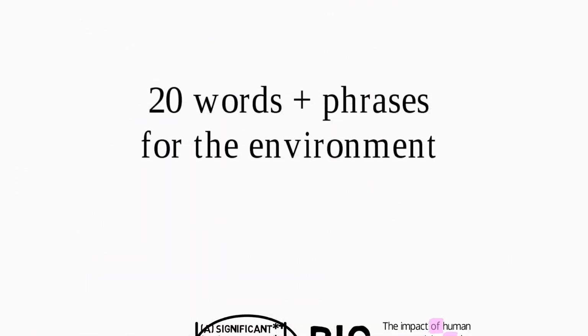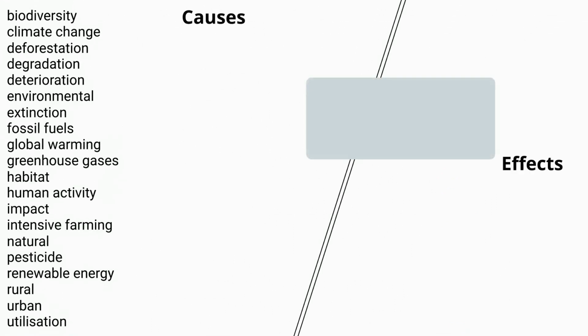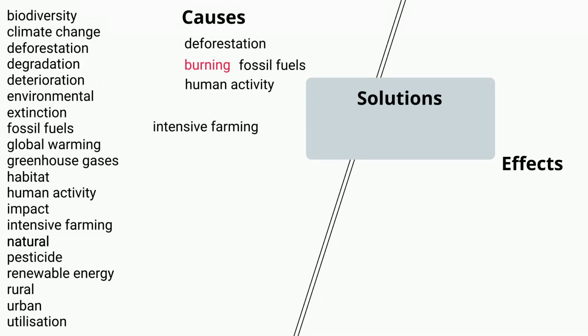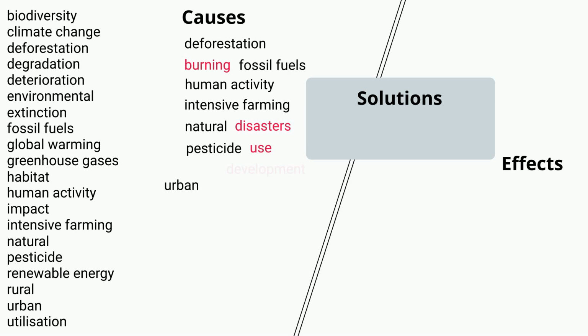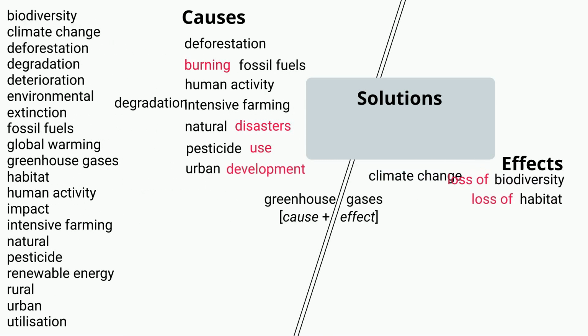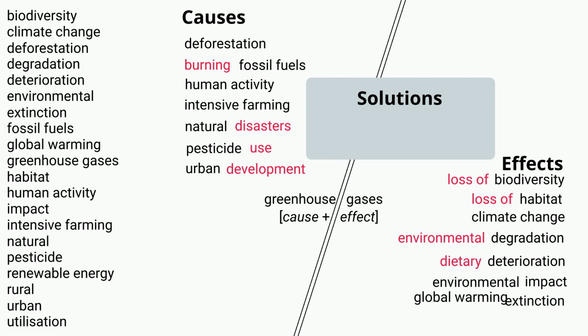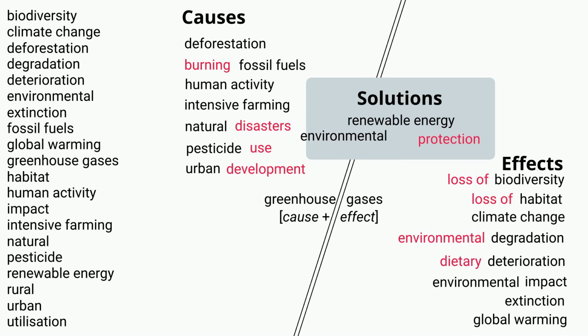It's useful to categorize these words, which might make them more memorable. One way would be to look at causes and effects, and maybe solutions. Causes are deforestation, burning fossil fuels, human activity, intensive farming, natural disasters, pesticide use, and urban development. Greenhouse gases could be either. Effects are loss of biodiversity or habitat, climate change, environmental degradation, dietary deterioration, environmental impact, extinction, global warming. Solutions: renewable energy, and environmental protection.